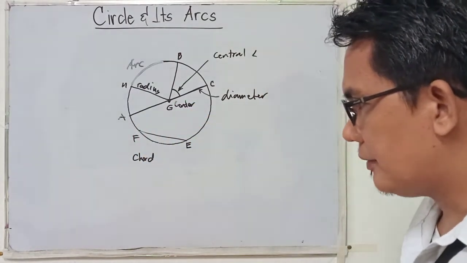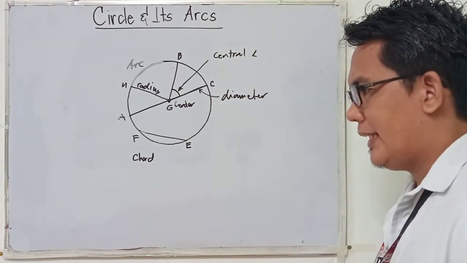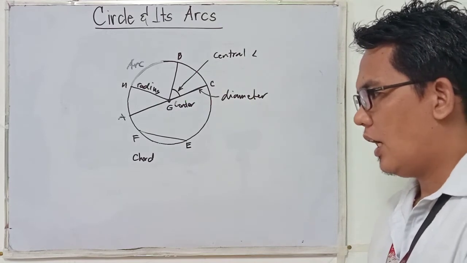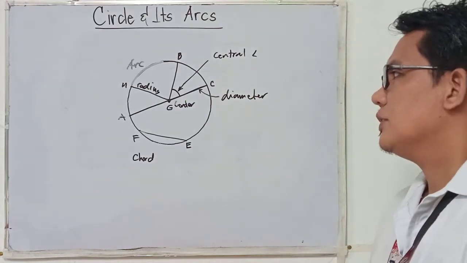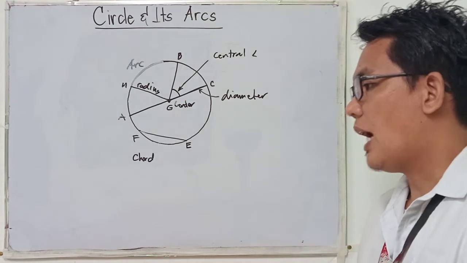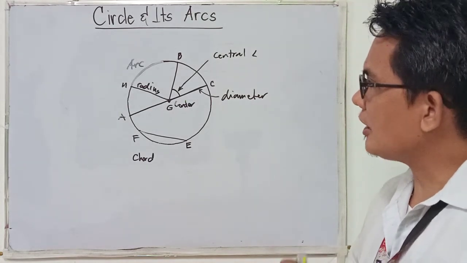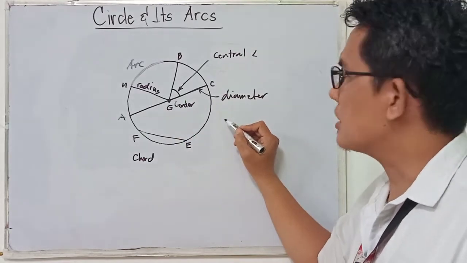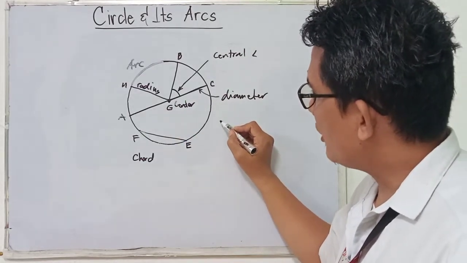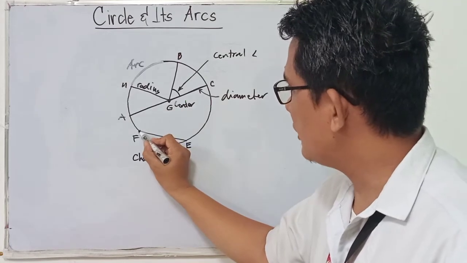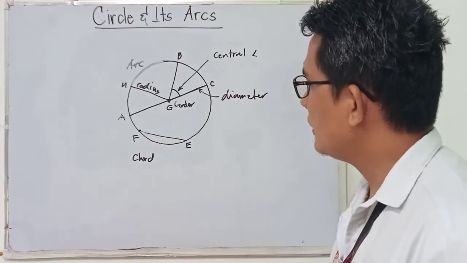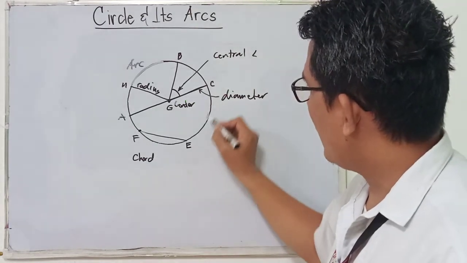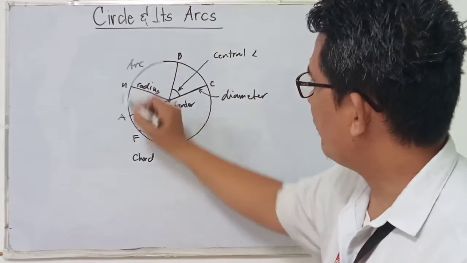Then last, number 7, an angle whose vertex is on the circle and whose sides are the chords of a circle. It is an angle whose vertex is at any point on the circumference of a circle. So say for example, if this is the vertex, and its endpoints are any points on the circumference of the circle.